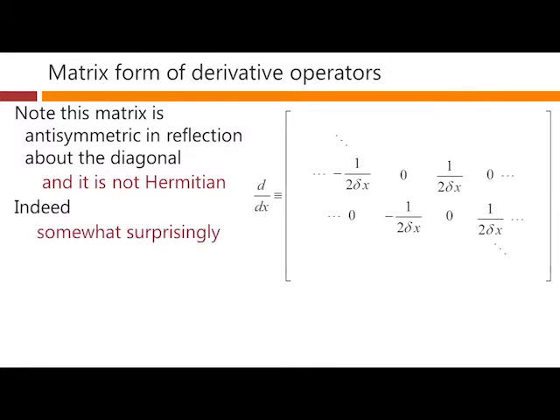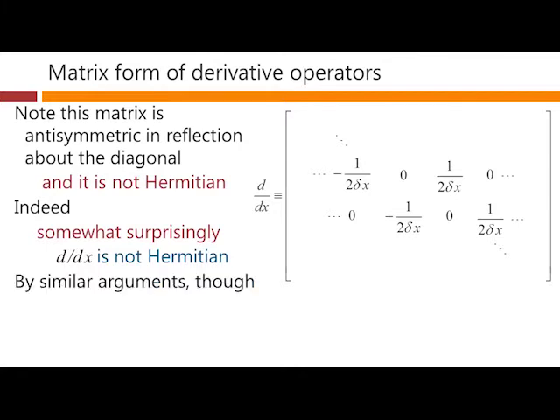Indeed, somewhat surprisingly, this operator, d by dx, is not Hermitian. And if you just look at that, that might take you by surprise, because Hermiticity has something to do with complex conjugates. This looks a perfectly real kind of operation, and hence we might not expect to run into trouble with complex conjugation. But in fact, d by dx is not a Hermitian operator.